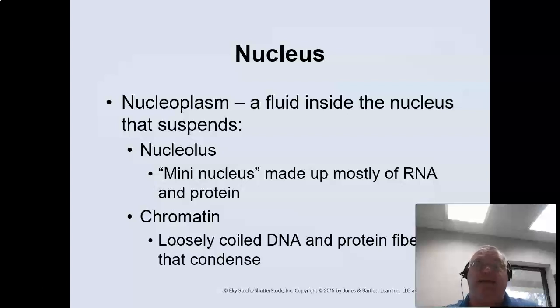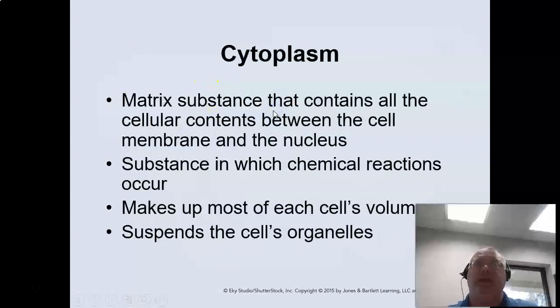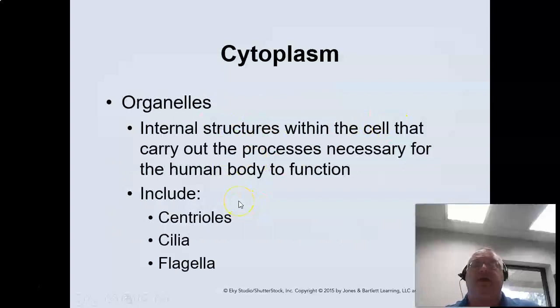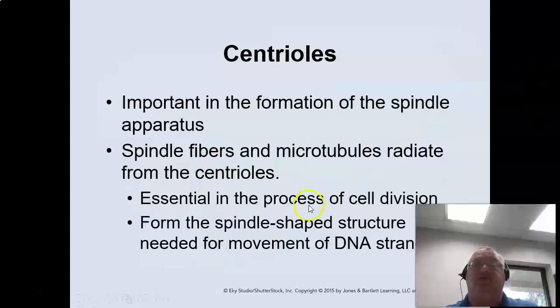And then the chromatin is loosely coiled DNA fibers that will condense and be another part of the nucleus itself. Your cytoplasm is the fluid inside the cell, or protoplasm, if you will. That's where chemical reactions occur. It makes up most of each cell's volume, and it suspends all the organelles. So your organelles include centrioles, cilia, and flagella. They're usually internal structures.